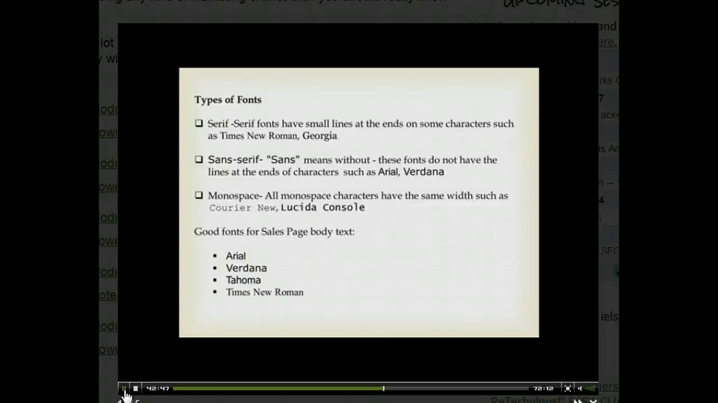One of the things that you need to be careful of: I've seen a sales page that was all in an Impact font, and it was very hard to read. Impact is one of those things that basically makes people feel like you're shouting at them. It's like using all capital letters.